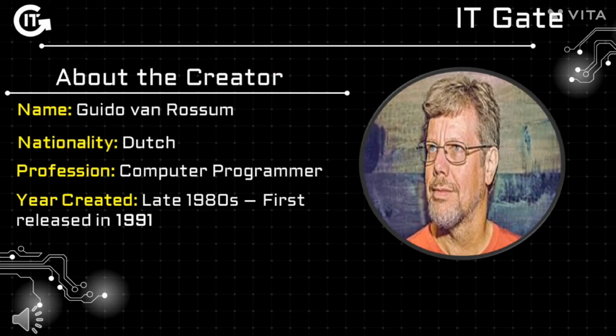Let us now talk about the creator of Python. The name of the creator is Guido van Rossum. He is from the Netherlands, which makes him Dutch by nationality. His profession is a computer programmer. He started working on Python in the late 1980s and the first official version was released in the year 1991.